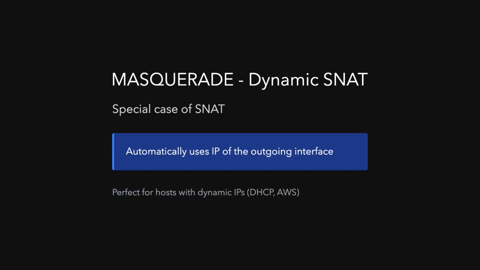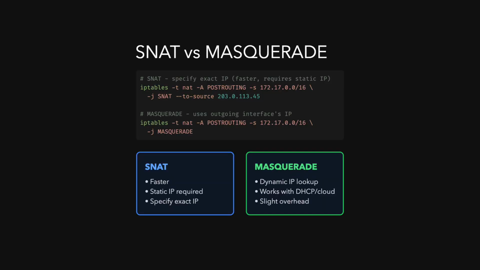Masquerade is dynamic SNAT, a special case of SNAT that automatically uses the IP of the outgoing interface, and it's perfect for hosts with dynamic IPs like DHCP or AWS instances. With SNAT you specify the exact IP, it is faster, but requires a static IP, while Masquerade automatically uses the outgoing interface IP. This is why Masquerade has slightly higher overhead, because it looks up the interface IP for each packet.